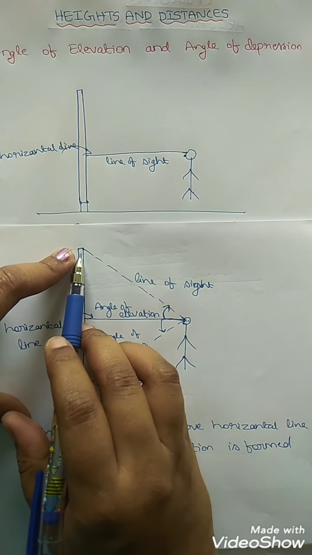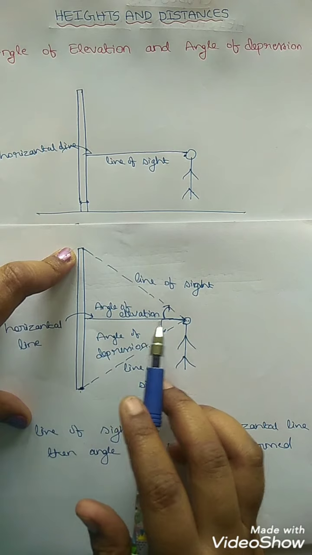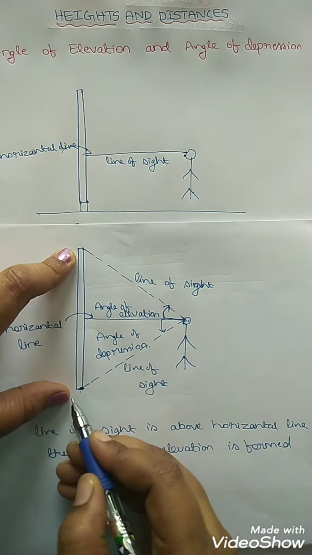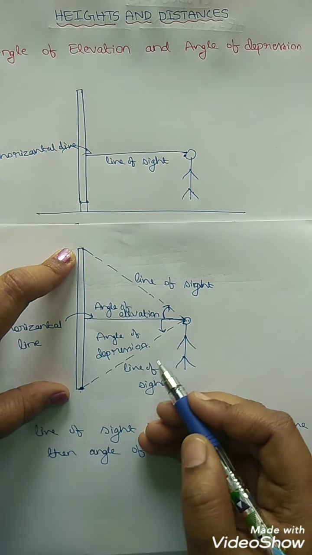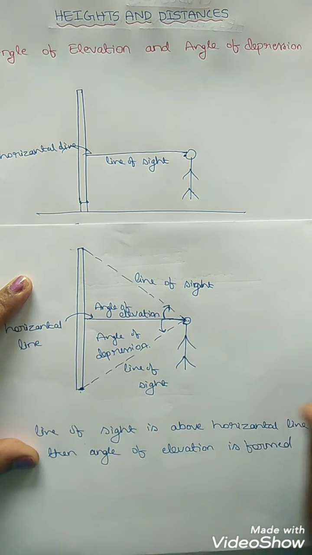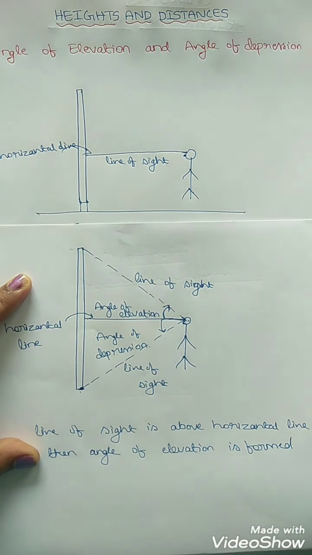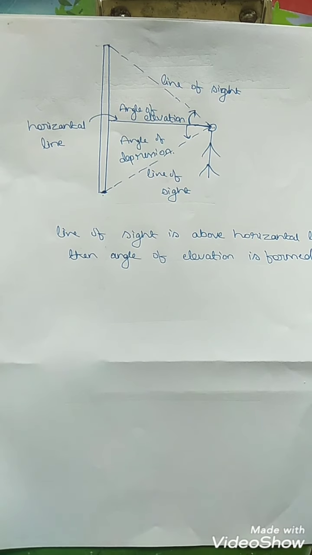When the object is above the eye level, the angle of elevation is formed. When the object is below the horizontal line, it is the angle of depression. Just remember this: when the object is above the horizontal line, that is the angle of elevation; below means the angle of depression. Next, coming to example problems.